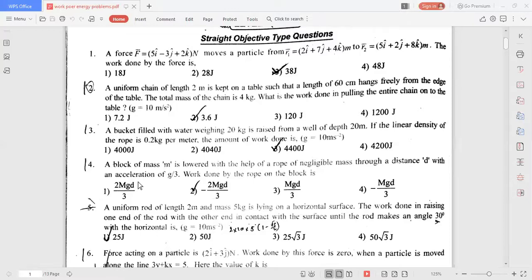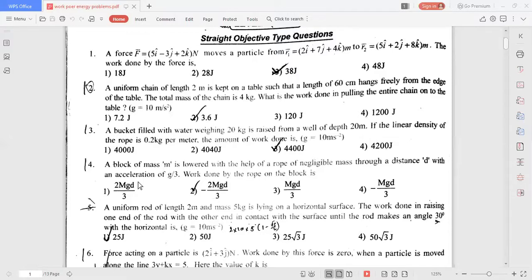So here there is a table over which a chain is kept, so that 60 centimeter length of the chain is hanging from the edge of the table. Total length of the chain is 2 meter. Here the length of the chain hanging, small l, is equal to 60 centimeter. That is equal to 0.6 meter. That is given.